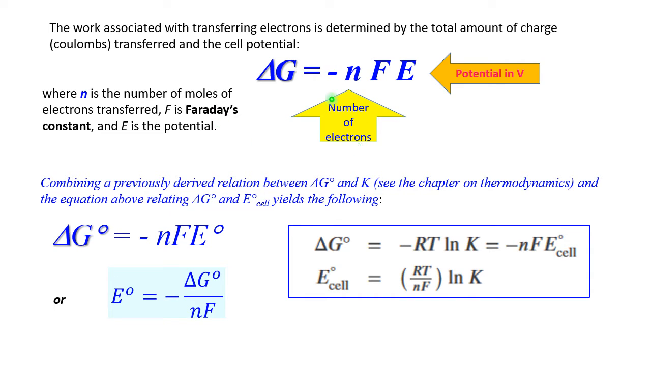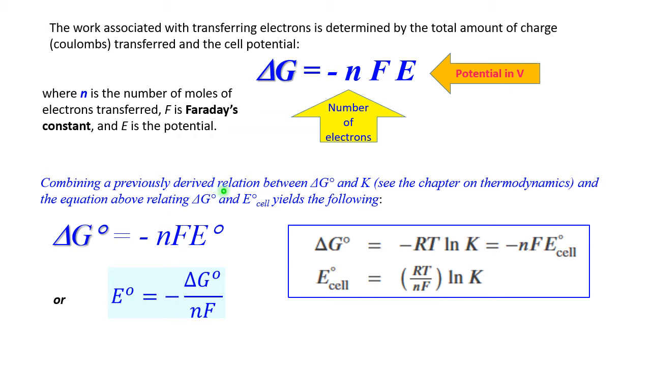The number of electrons, it's obvious, is just in moles. And the sign of minus, that's again an agreement showing the sign of potential. If you remove this minus, you'll have all potentials with the opposite sign.